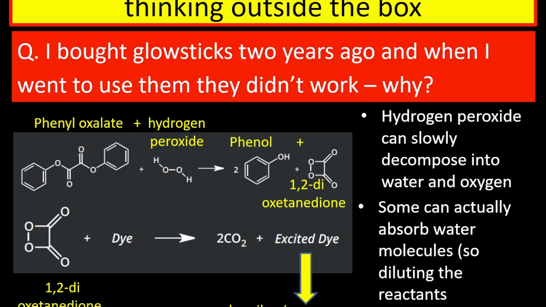But I also read that some of these glow sticks can actually absorb water, and so that could be another way in which basically the reactants become diluted, and compromised, and therefore when I went to use it a couple of years later, again the reactants, the concentrations weren't high enough to react. But of course some of these glow sticks are used in diving and swimming and things like that, so it must depend on the manufacturer of the glow stick. But I wonder if you have any other ideas why my glow sticks didn't work.